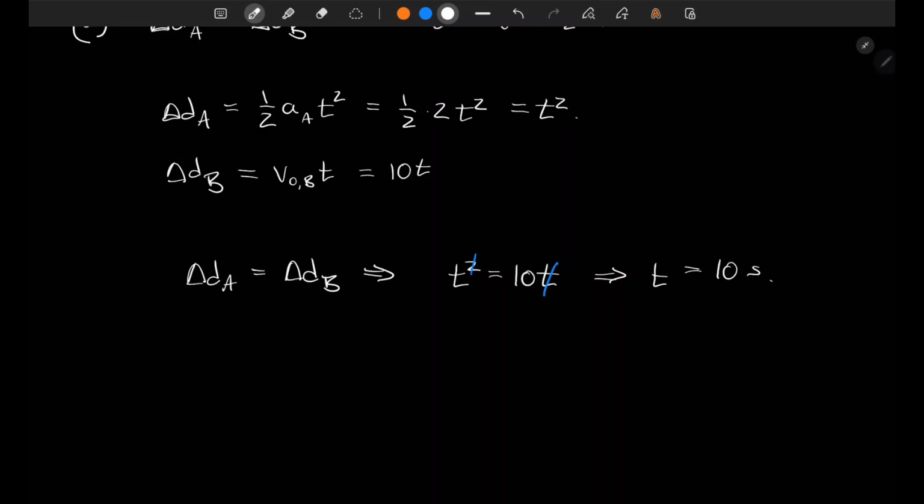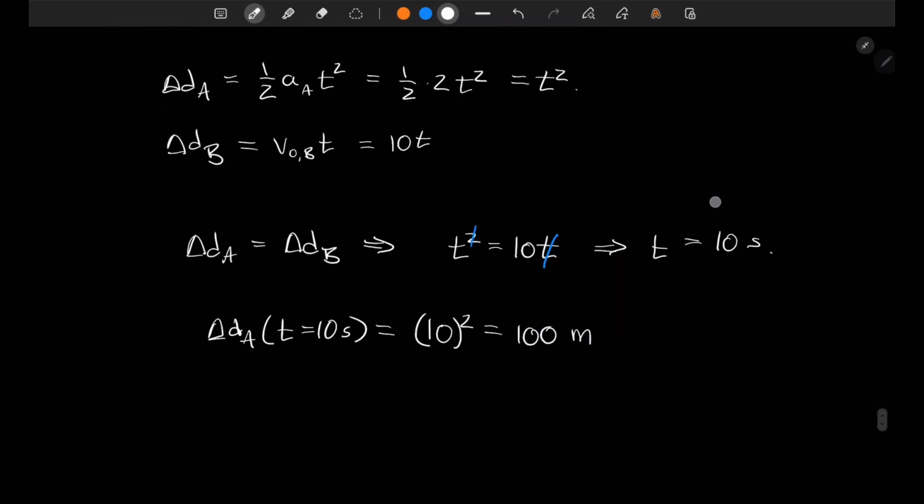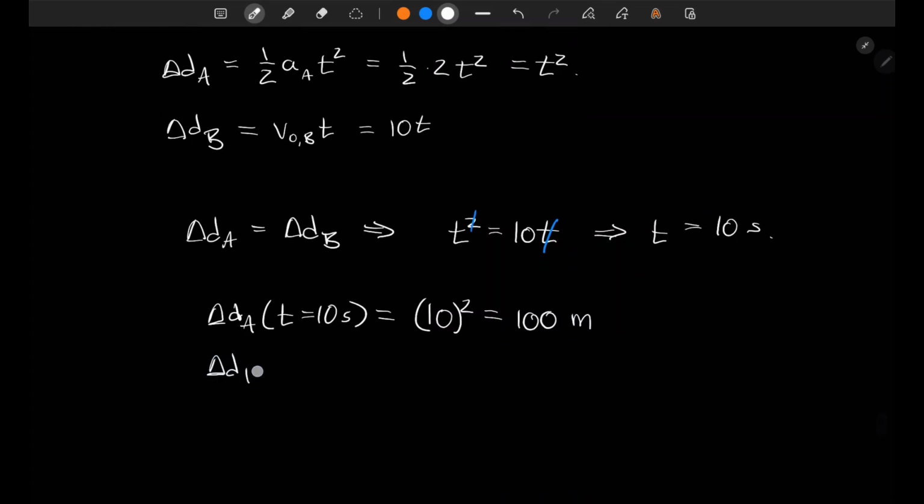So what this means then is that, let's say, delta d sub a at time t is equal to 10 seconds. Let's plug in. That's equal to, well, delta d is t squared, so that's equal to 10 squared, which is equal to 100 meters. And just to double check that we've done our math correctly, let's calculate delta d sub b, or the displacement of the truck at t is equal to 10 seconds. And that's equal to 10 times t, which is 10. And that's, again, equal to 100 meters, as we expected.